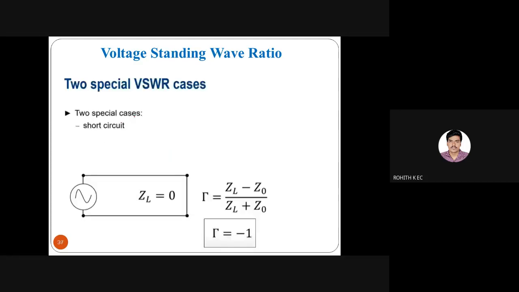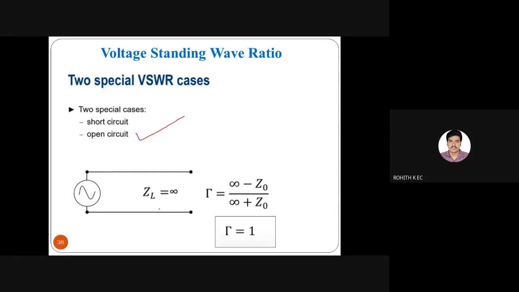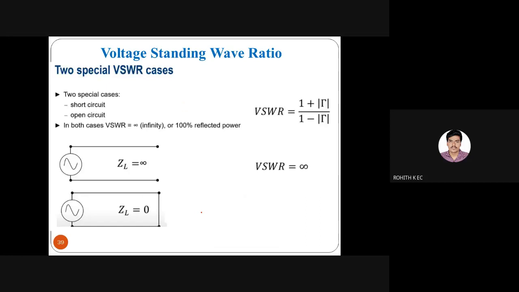Okay. And in this regard, as we have already discussed, we have two special cases. One is the case of short circuit. When the output is short circuit, load impedance is equal to 0. If load impedance is equal to 0, what will happen to gamma? It will become minus 1. And if I have open circuit, ZL will be equal to infinity, then gamma will become 1. Irrespective of whether gamma is equal to 1 or minus 1, my VSWR value will be equal to infinity. Therefore, there will be 100% reflection if my load is either short circuited or open circuited.